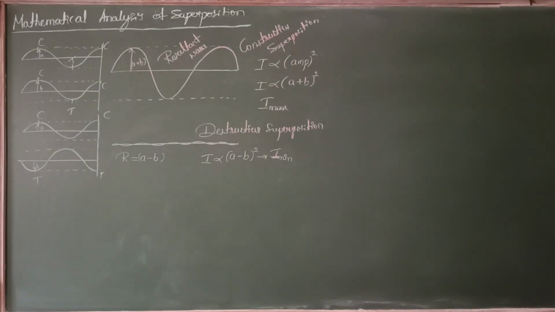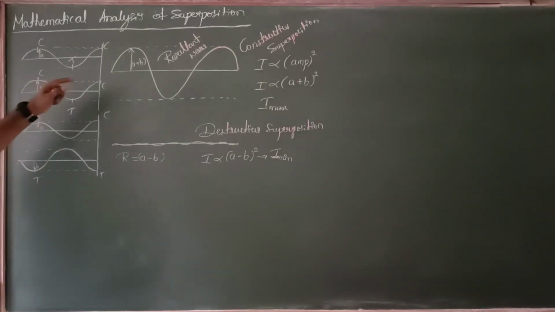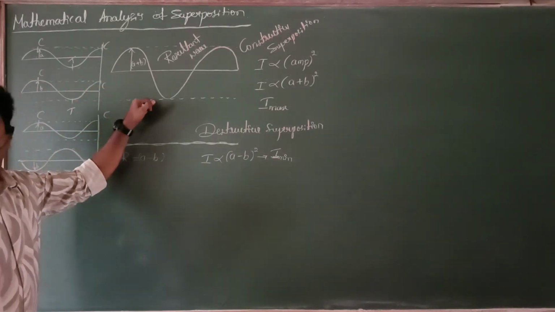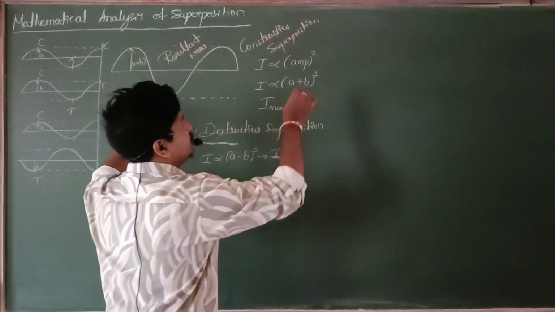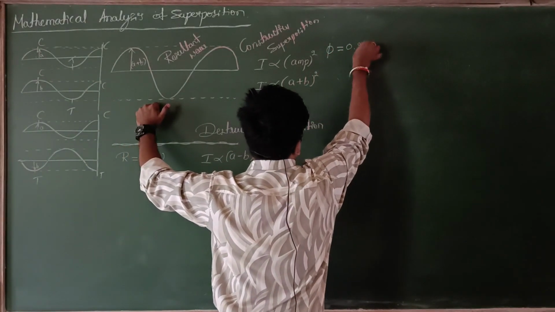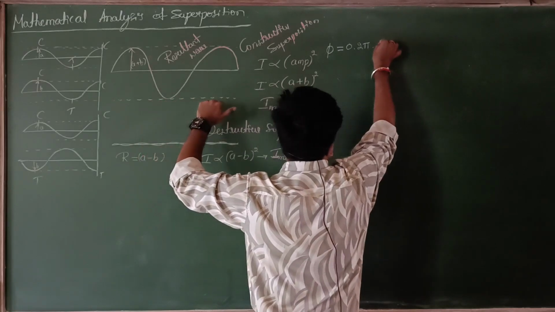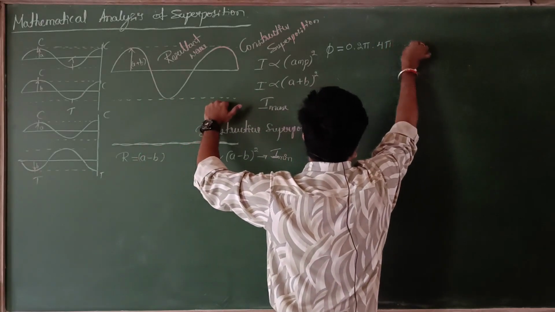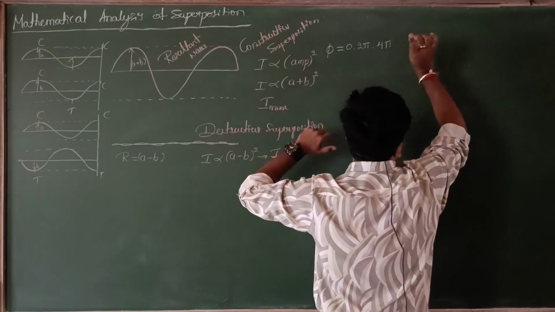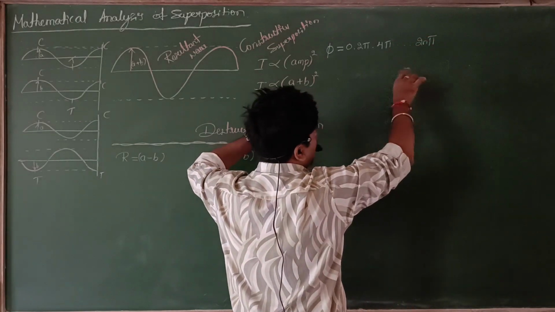So in the last session we discussed up to here, and we discussed the phase difference and path difference in constructive superposition and destructive superposition. In constructive superposition, the phase difference is 0, 2 pi, 4 pi, so on to 2n pi, where n is equal to 0, 1, 2, 3 and so on.